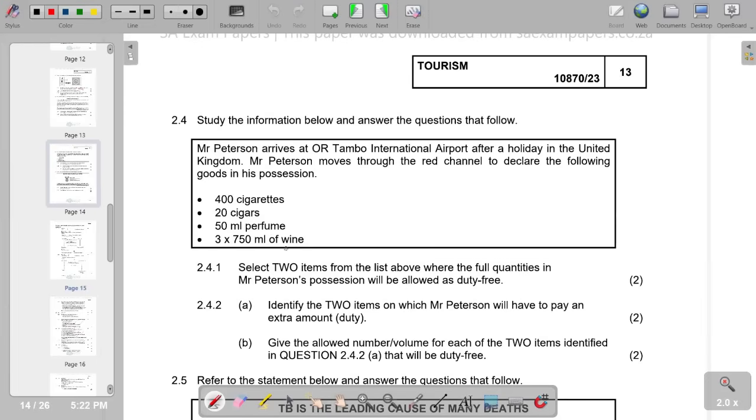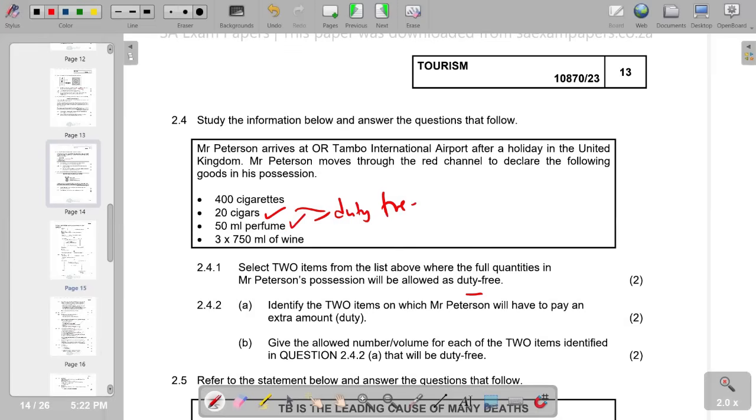Then 2.4.1, select 2 items from the list above where the full quantities in Mr. Peterson's possession will be allowed as duty free. So duty free is what is being asked. So we have got 20 cigars and 50 milliliter perfume. These are the duty free. So we are saying these ones are duty free.